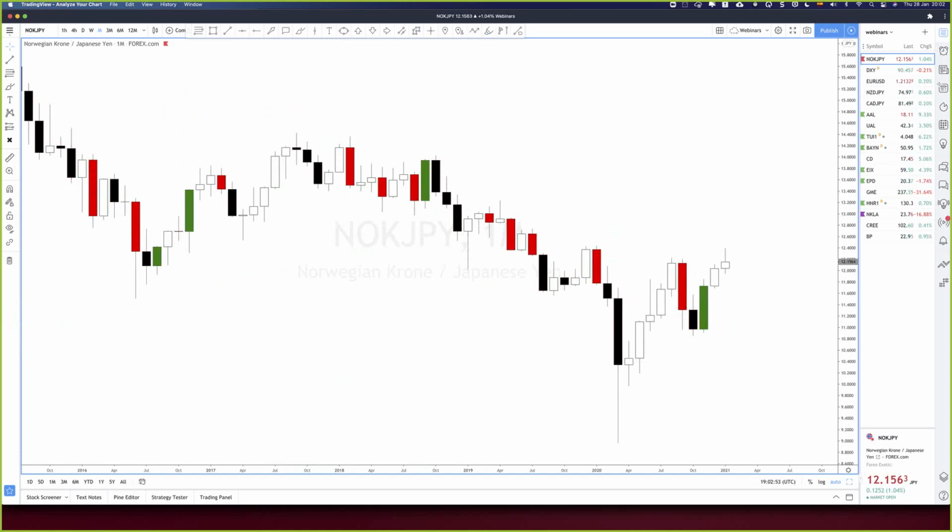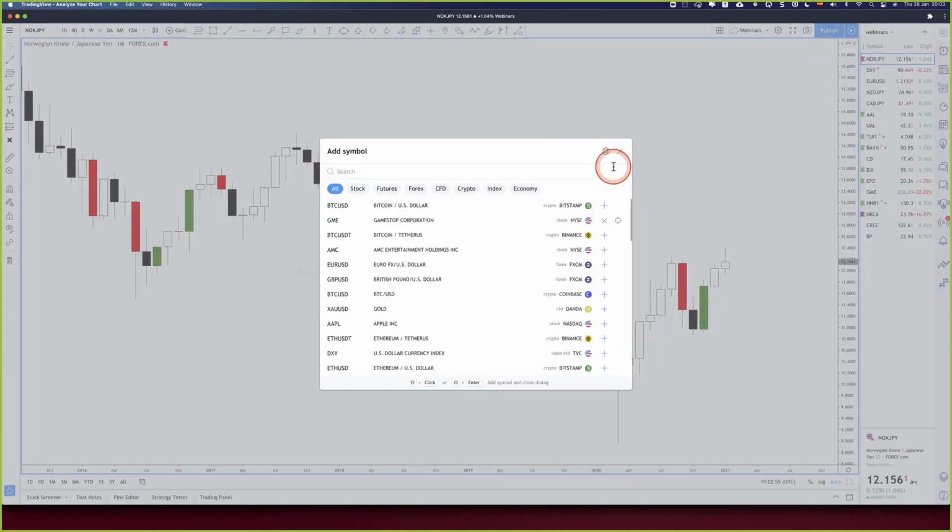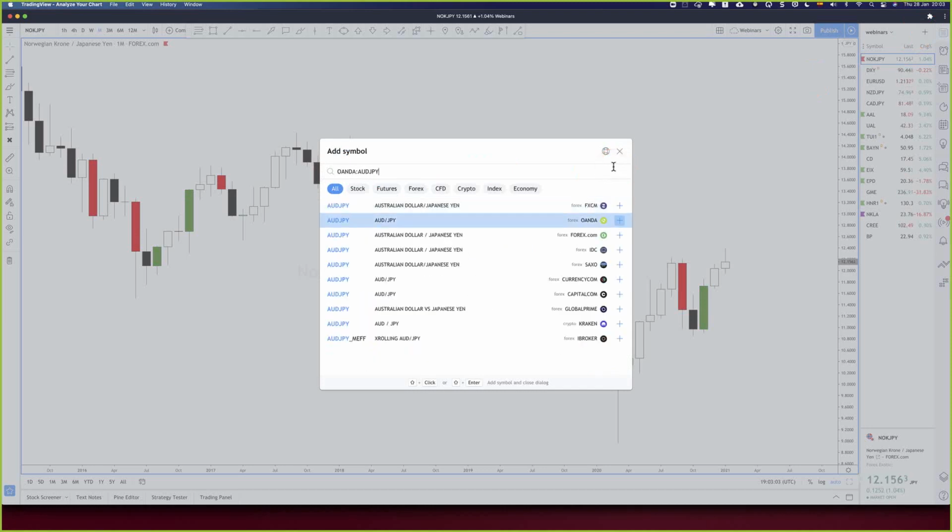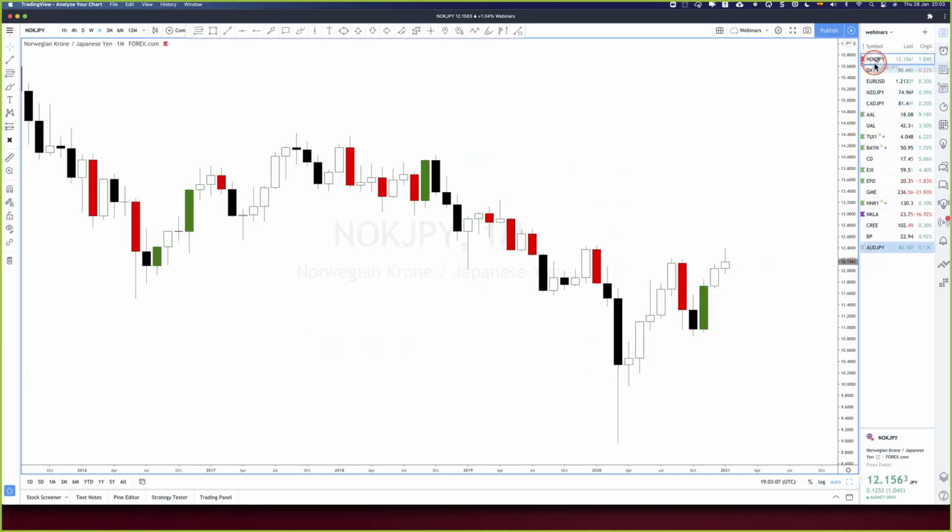Aussie Yen entered the daily supply but invalidated 4-hour supply. What to do now? Okay, I will add the Aussie Yen, next one on the list. Okay, let me finish with the NOK Yen first. Is that good? Okay, good.